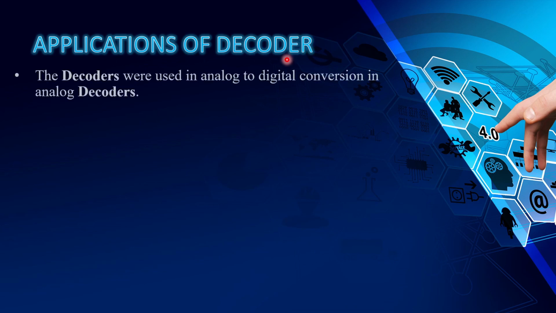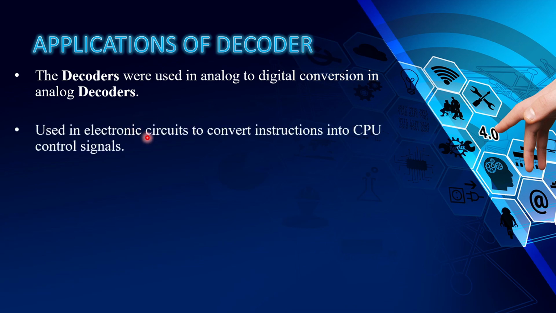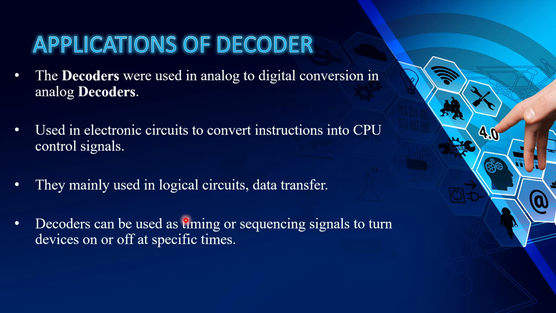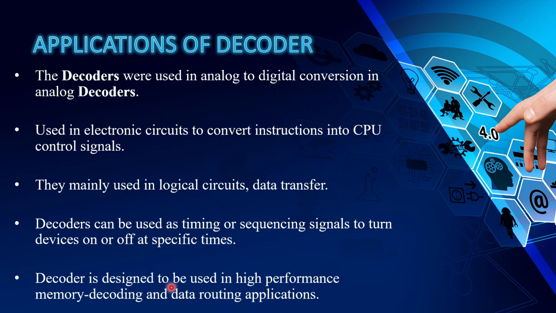Applications of decoder. Decoders are used in analog to digital conversion. They are also used in electronic circuits to convert instructions into CPU control signals. They are used in logical circuits and data transfers. Decoders can be used in timing and sequencing signals to turn devices on or off at specific times. A decoder is also used in high-performance memory decoding and data routing applications.